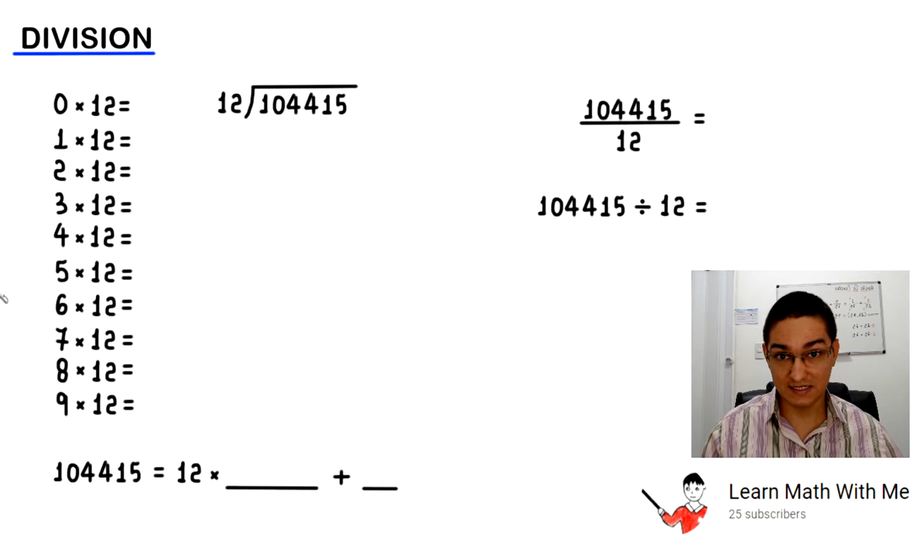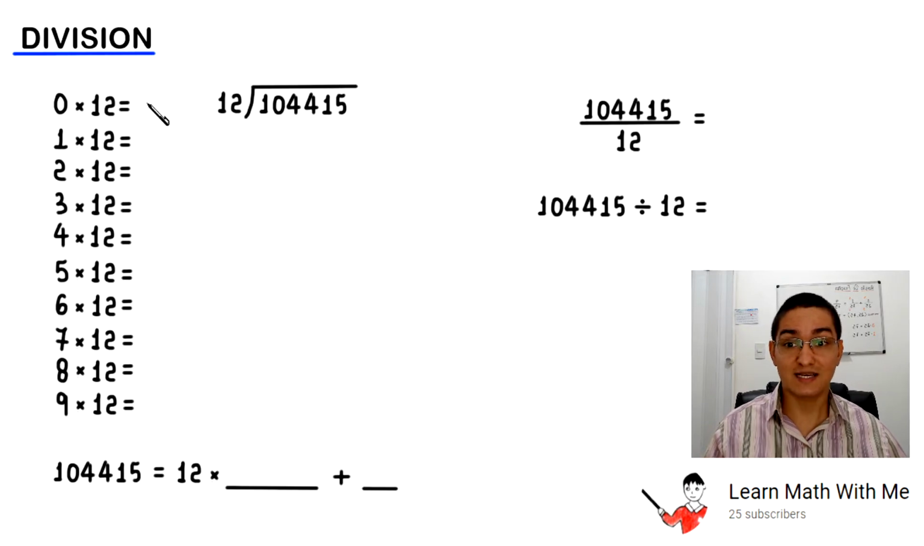Let's get started. Here we have 104,415 and we want to divide in 12 equal parts. I always say that it's good that we know the multiplication table of the divisor. In this case, the divisor is 12. I don't know by heart the multiplication table of 12, but we can study that and we can write down the results.